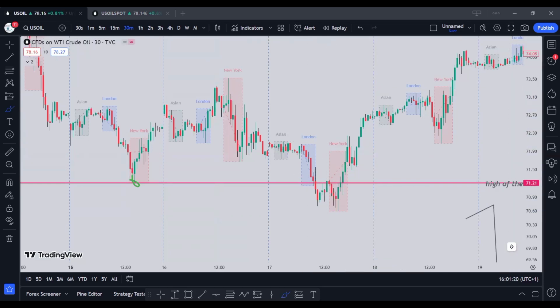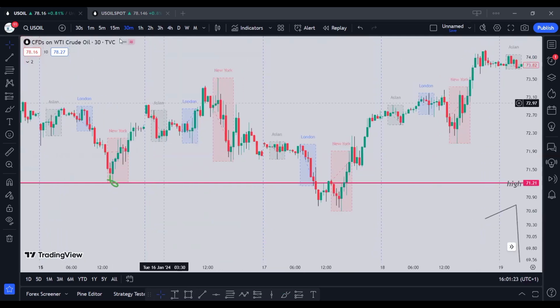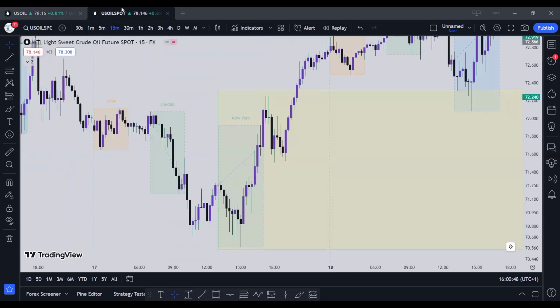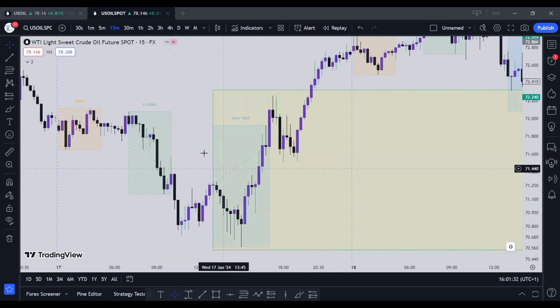Now this should be a 5-minute entry. I'm not really sure, but I like to use the 15-minute chart personally. So if you use the 15-minute chart, right, you would not have got an entry here per se. I'm coming, let me check something.